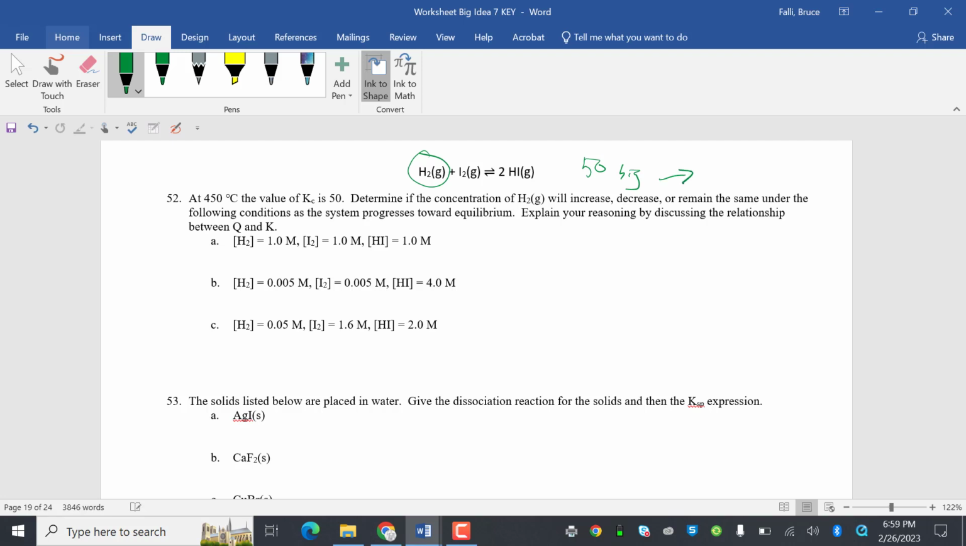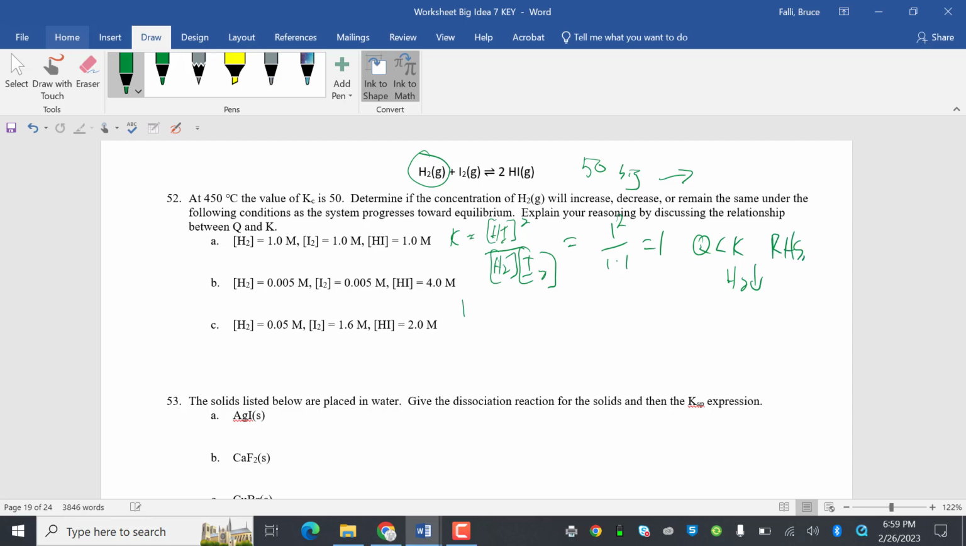Will the concentration of H2 increase or decrease under the following conditions as the system progresses towards equilibrium? I've got to solve for Q. So Q is HI squared over H2 times I2. That's 1 squared over 1 times 1, which is 1. So Q is less than K. The question is: determine if the concentration of H2 will decrease. H2 will go down because the reaction shifts to the right-hand side.